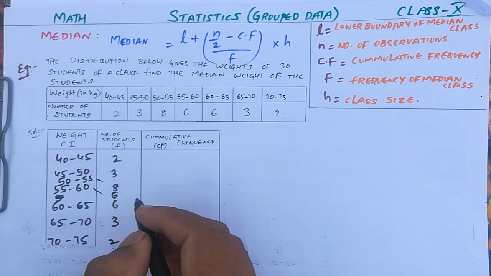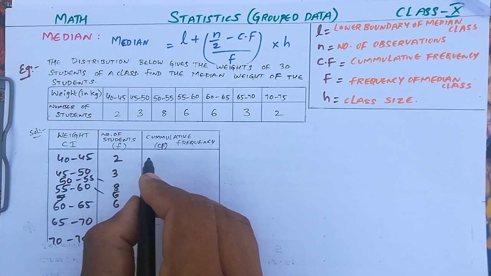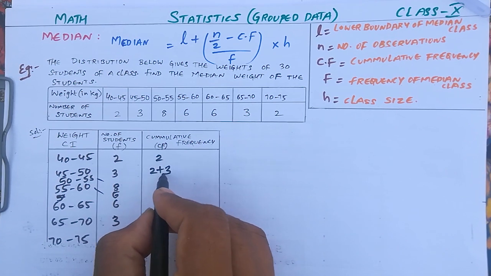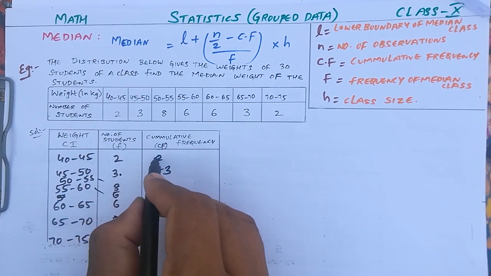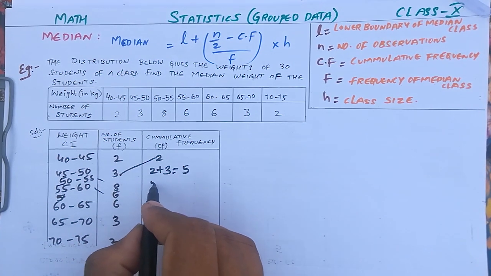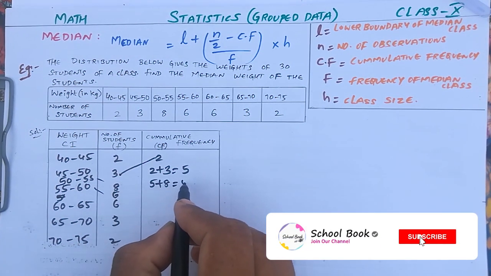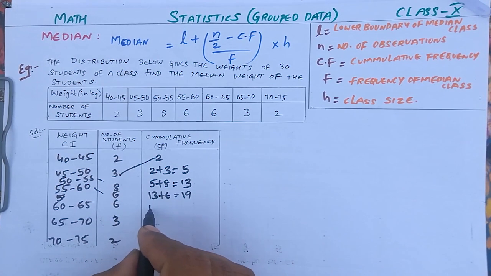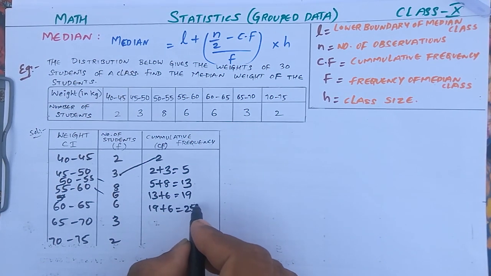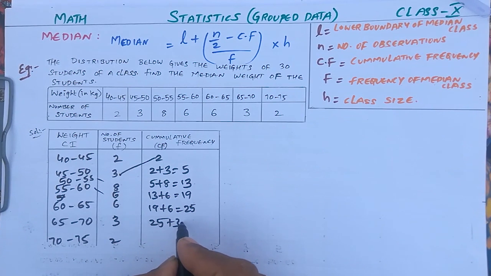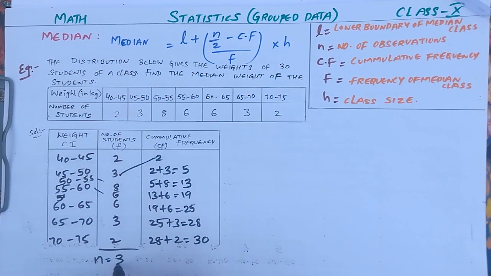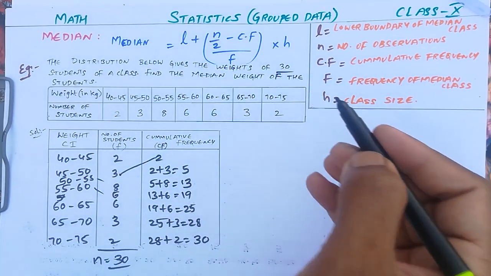Then the cumulative frequency. To write the cumulative frequency, whatever the first frequency value is, we write it the same, 2. The next value adds the cumulative value: 2 plus 3 is 5, 5 plus 8 is 13, 13 plus 6 is 19, 19 plus 6 is 25, 25 plus 3 is 28, 28 plus 2 is 30. Here also the n value, the number of observations, is 30, which is already given in the question.